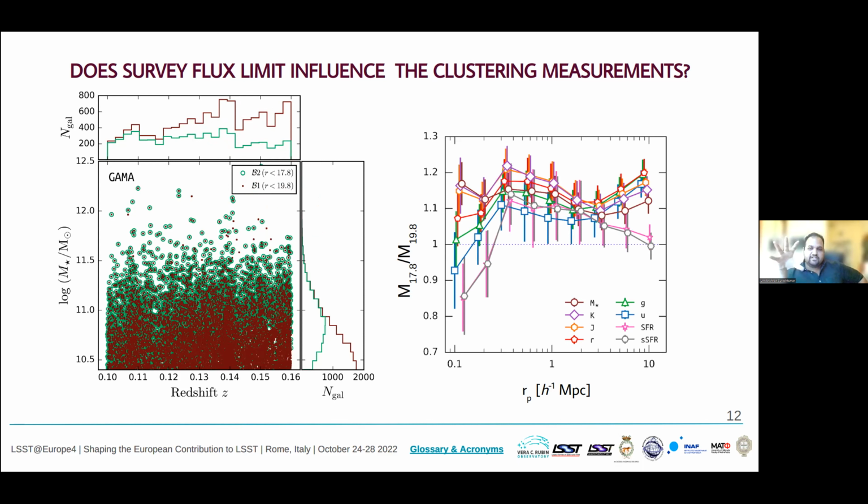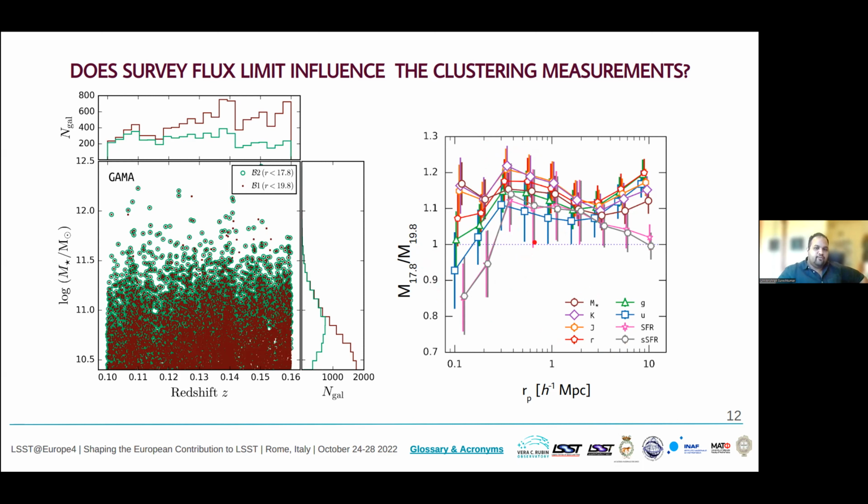Sorry, the plot is a bit busy, but I'll try to explain. Again, the x-axis is the separation, and on the y-axis it is the ratio of these Mark correlation functions for different properties between the brighter and the fainter cuts. Almost everywhere we do not see a significant difference, but yet we have scales in which these ratios are significantly away from unity, which means they are affected.